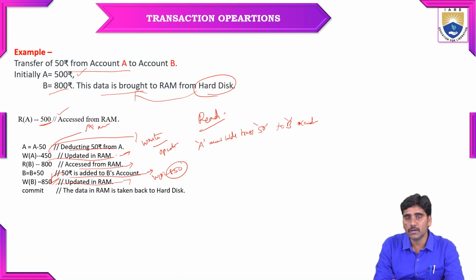After that, it is deducted from A account and added to the B account. The transfer has been successfully completed, and the money is deducted from A account and credited into B account. So the read and write operations are successfully executed. Now the commit operation takes place to complete the transaction by storing it permanently.